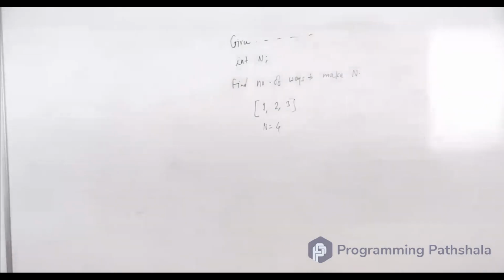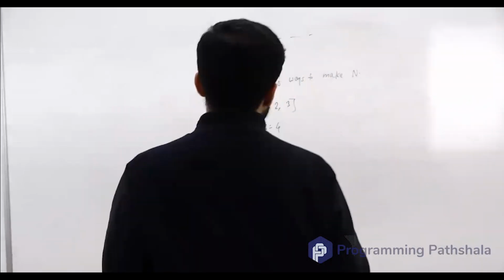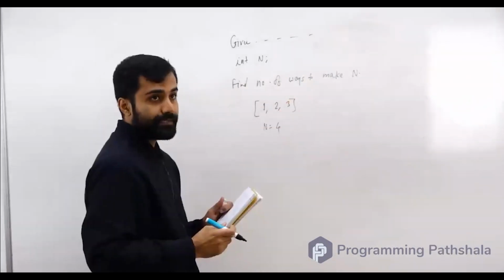The question is that you have been given n, which denotes the amount which you have to make, and you have the same array that you had in the last question, and you have to tell me how many different ways there are in which I can make n rupees. Okay, let's take a look. I have got infinite supply of each of these coins.